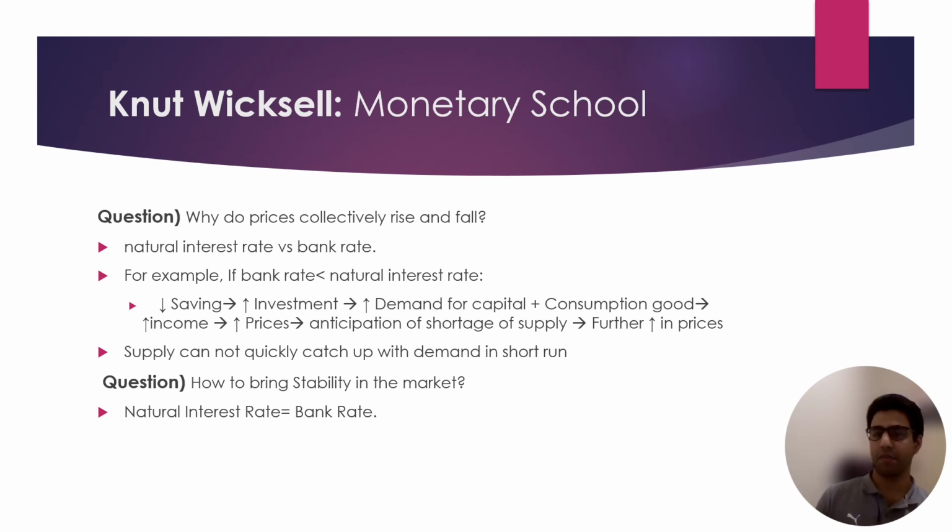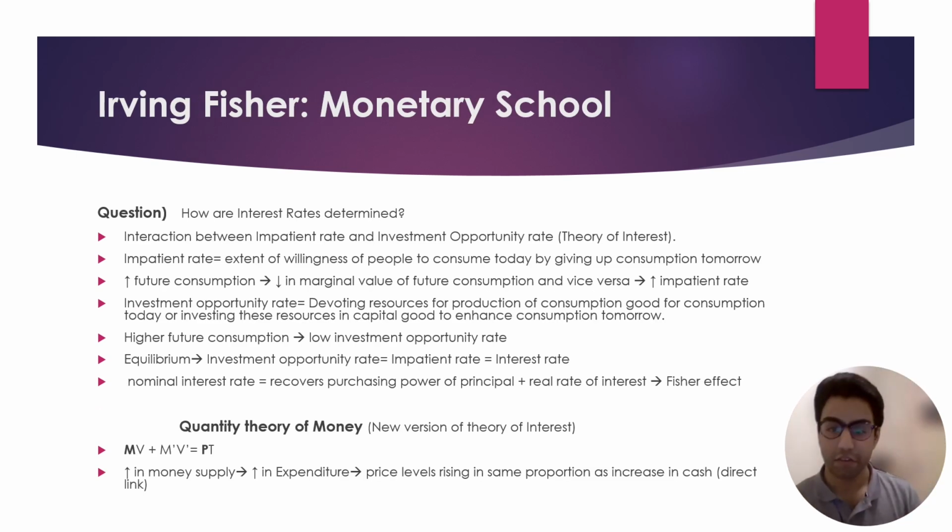So, how can we solve this problem and how can we establish stability in the economy? He said by keeping the natural interest rate equal to the bank rate. Irving Fisher, another neoclassical economist, reflected upon two different rates, and this is a different idea. He talked about the impatient rate and the investment opportunity rate.